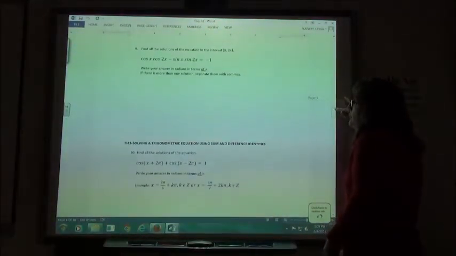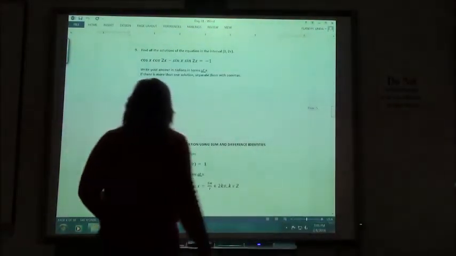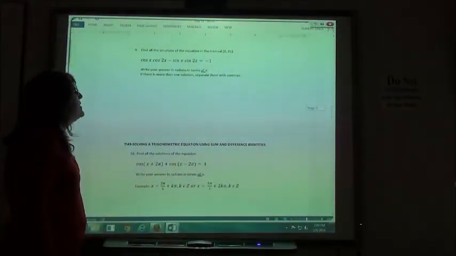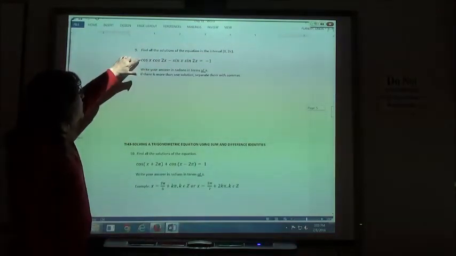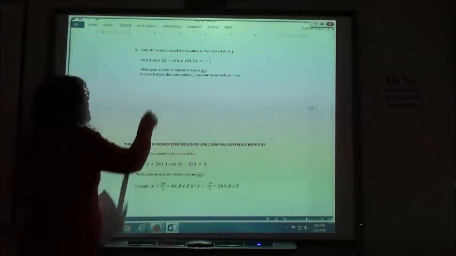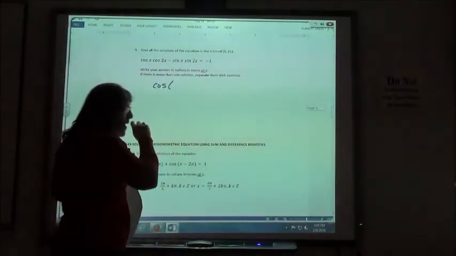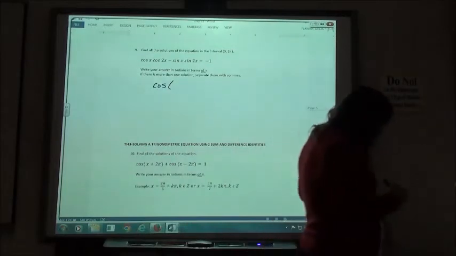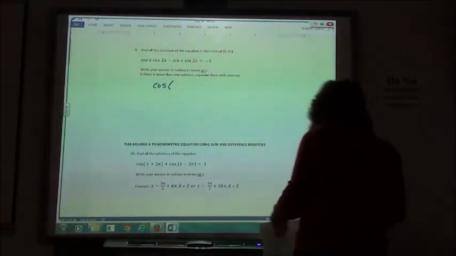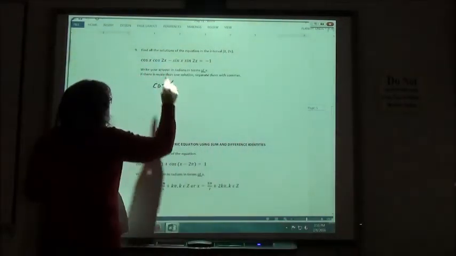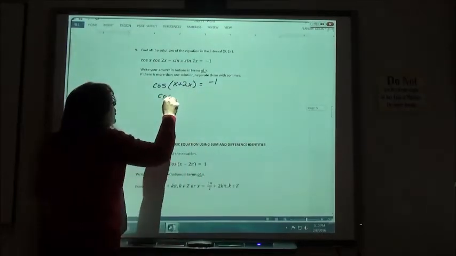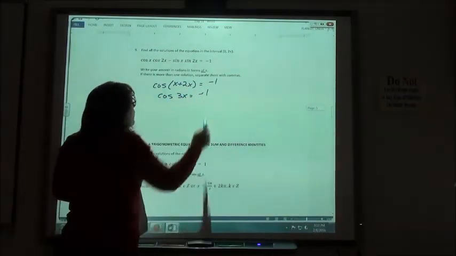Number 9. This time we have cosine of x, cosine of 2x, minus sine of x sine of 2x equals negative 1. So again, if I look at my formulas, cosine cosine minus sine sine means I'm going to have the cosine of a plus b. So cosine of a plus b would be x plus 2x to equal my negative 1. So the cosine of 3x would equal negative 1.